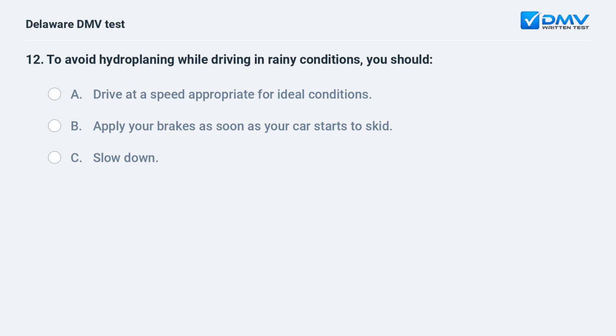To avoid hydroplaning while driving in rainy conditions, you should A. Drive at a speed appropriate for ideal conditions. B. Apply your brakes as soon as your car starts to skid. C. Slow down.